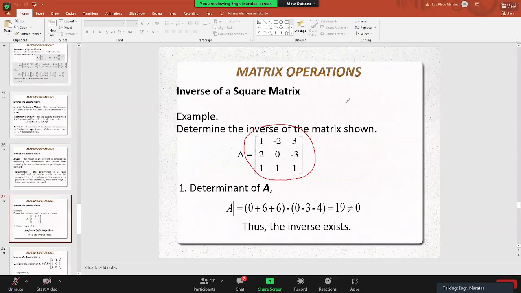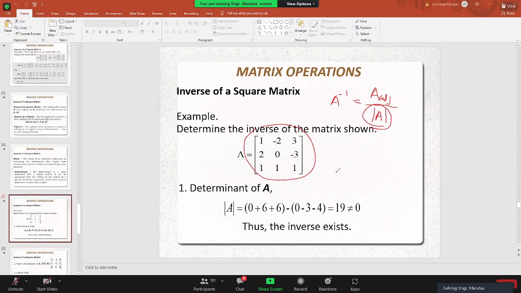So let's remember, the inverse of matrix A is equal to the adjoint of matrix A divided by the determinant of matrix A. Okay, so this determinant, it's easy to solve, no? So how to solve the determinant of a matrix?